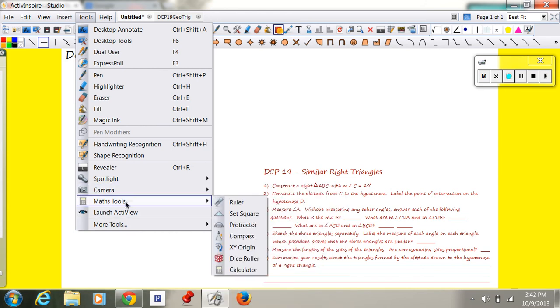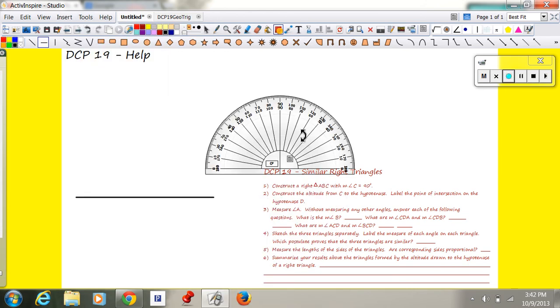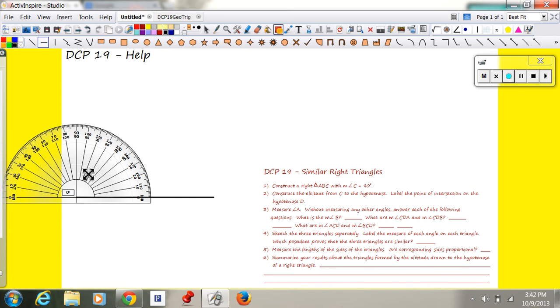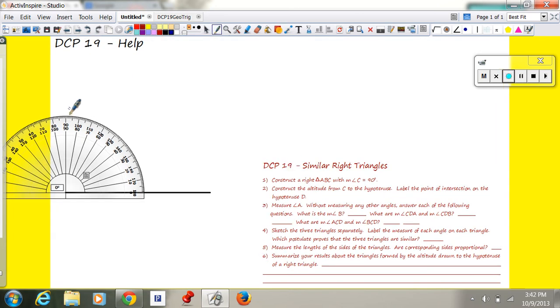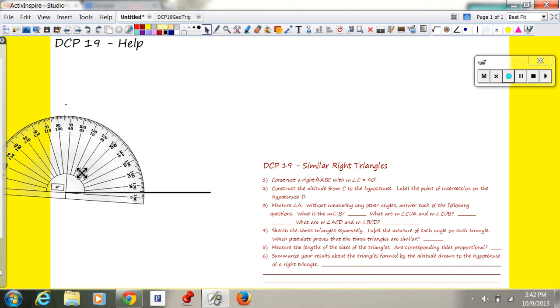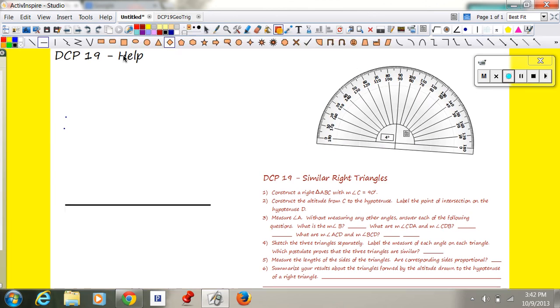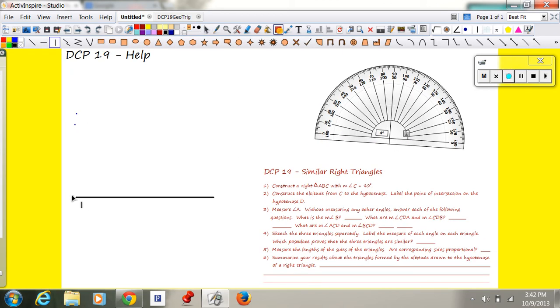Okay, so let me find my protractor. You're going to put your protractor at the end and find out where 90 degrees is. Make a dot up here where 90 degrees is. And then we're going to connect this last line with that dot.